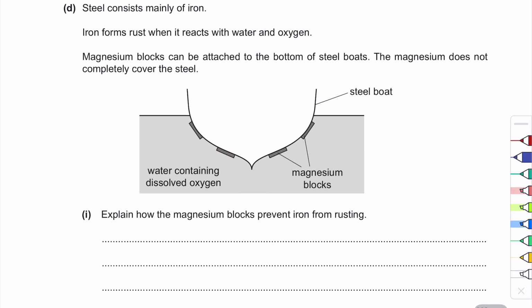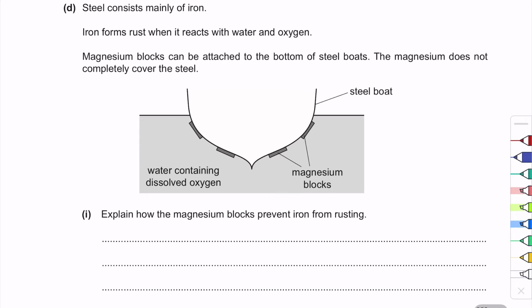Steel consists mainly of iron. Iron forms rust when it reacts. Okay, so what's happening here? You're using magnesium blocks. Magnesium is more reactive than iron. So when oxygen comes, it will react with magnesium, not with iron, because magnesium is more reactive. So its turn is first. That is why this is sacrificial protection, and it makes sure that iron doesn't react, iron doesn't oxidize, iron doesn't rust.